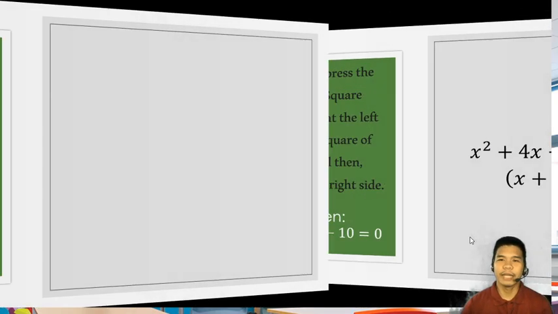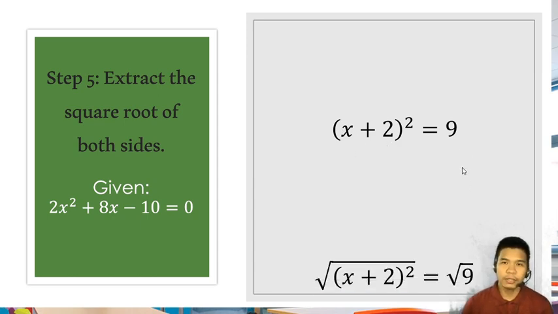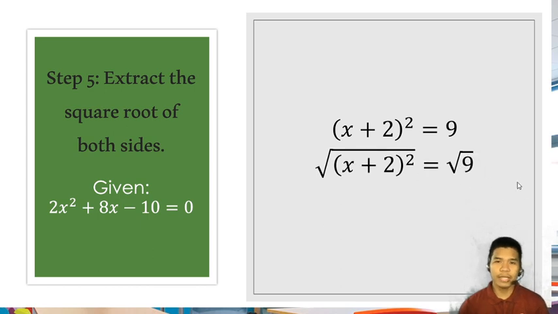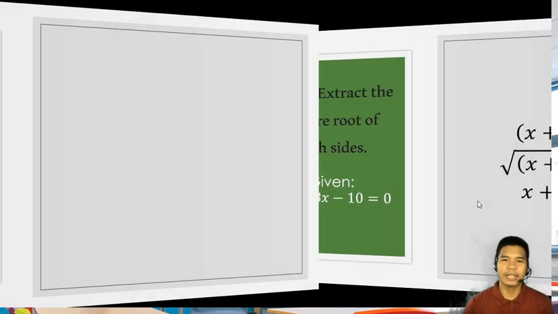Okay, step 5 tayo. Extract the square root of both sides. Kung mapapansin natin, ito na siya. X plus 2 quantity squared equal to 9. So, all we have to do is to get its square root both sides. No? Kung matatandaan natin sa extracting, matatanggal lang yung square dito. So, magiging x plus 2 equal to the square root of 9, positive and negative 3. Okay, alam na natin kasunod dito. No? Na-encounter na natin to dati.